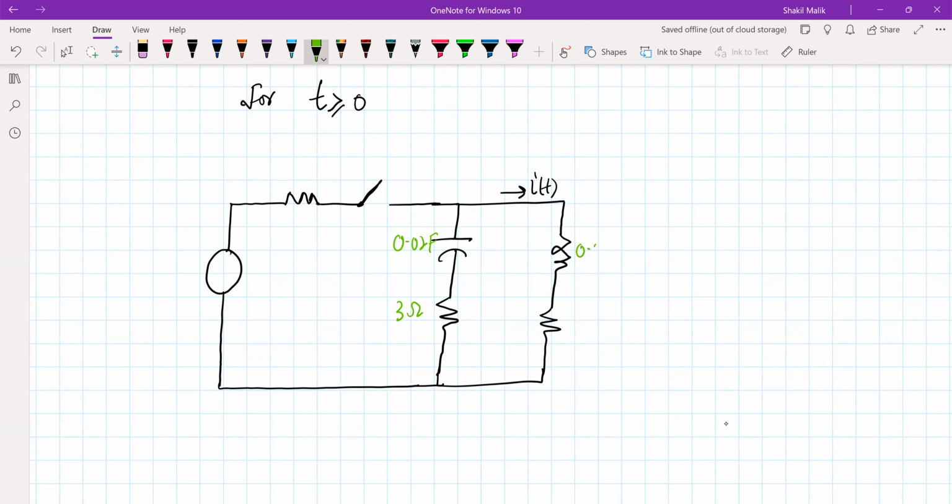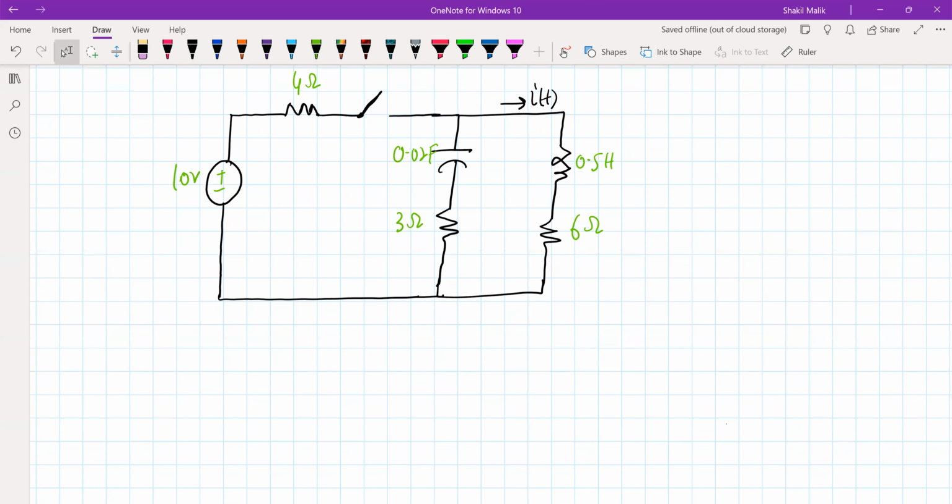This is 0.5 henries, this is 6 ohm, and this is open. So this is the equivalent circuit for t greater than 0. Now you can see there is no effect of this 10 volt source in series with the 4 ohm resistor, so you can remove this. To find the value of i(t), we'll replace this circuit by its Laplace transform version.